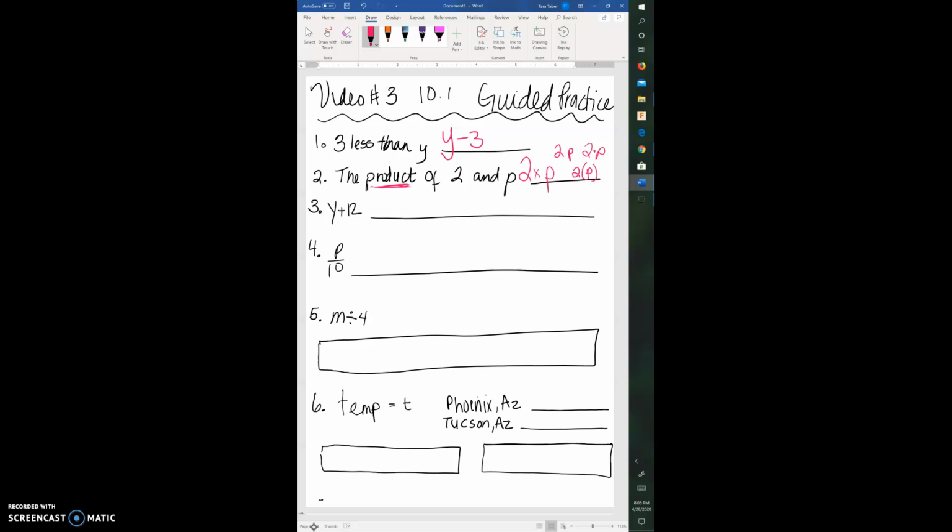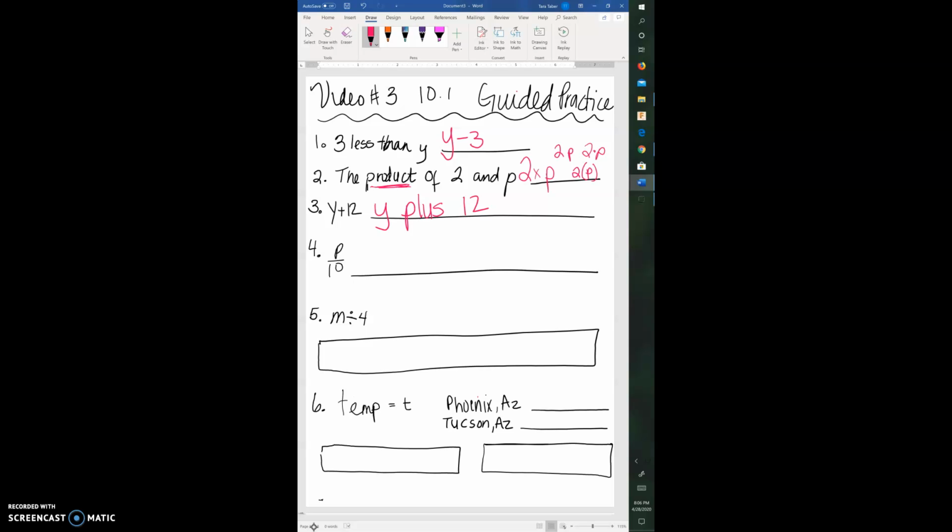So number 3 and 4 are write the phrase for each algebraic expression. And what you basically do is you're writing what you see. So I'm just going to read the math problem, and that's what I'm going to write. Y plus 12. And that's the answer.